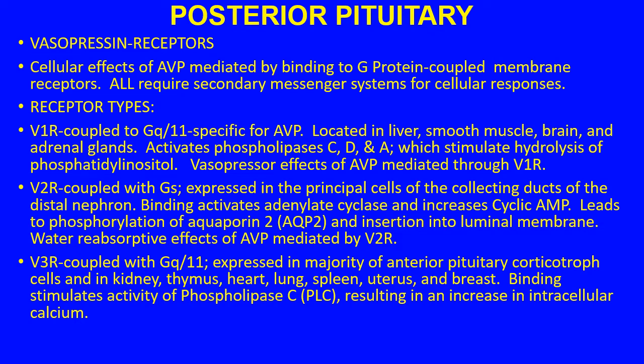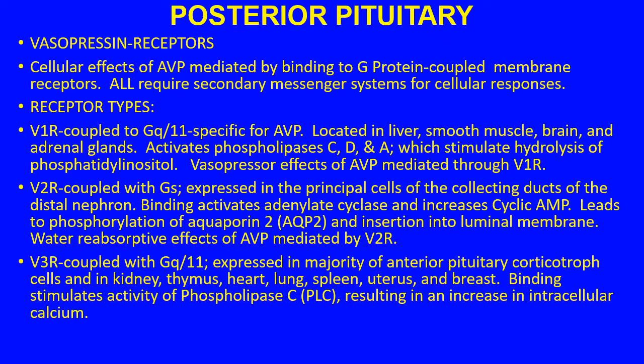V1R. This is coupled to a G protein called GQ/11, specific only for AVP binding. These receptors are located in the liver, smooth muscle, brain, and adrenal glands. Binding to this and activating it will activate phospholipases C, D, and A. And this is thought to stimulate the hydrolysis of phosphatidylinositol.